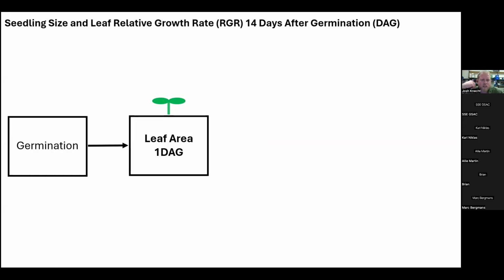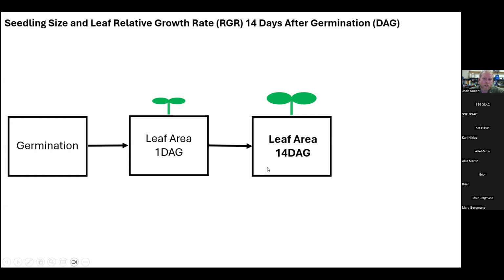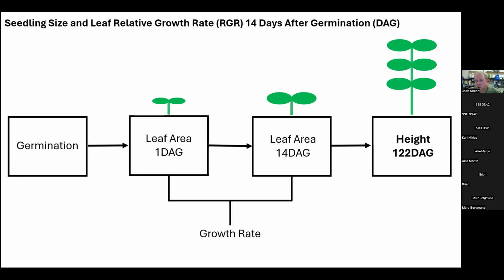I decided not to use the day they germinated because the cotyledons are still unfurling, and it's unclear how big they actually are. So size 1 day after germination, and then again looking at size 14 days after germination. Same thing, take a picture from above and measure the leaf area. And then I looked at the growth rate between those two time points. And then to see whether any patterns we saw at this really early stage were transferred through to the juvenile or adult plants, I measured height at about 4 months after germination. So these are the traits I decided to look at.